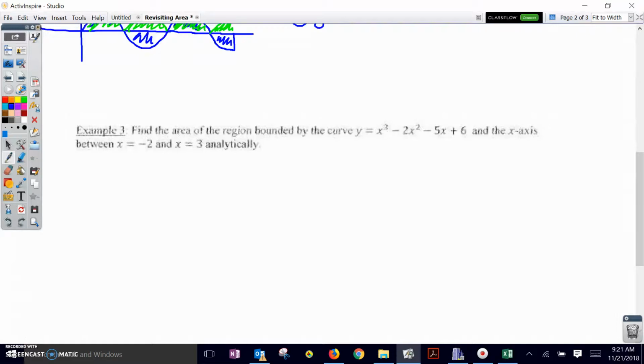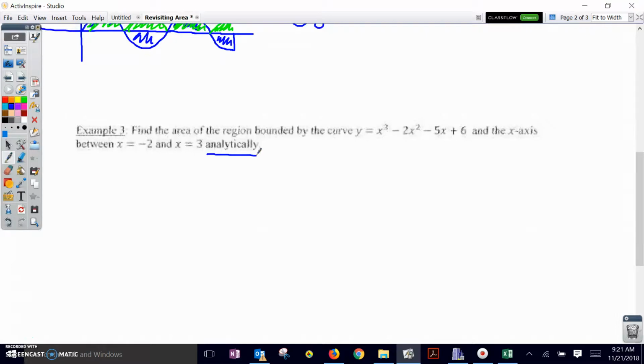We'll start here with example 3. Find the area of the region bounded by the curve y equals x cubed minus 2x squared minus 5x plus 6, and the x-axis between x equals negative 2 and x equals 3 analytically. So we're going to find our definite integral values by hand here in this example.